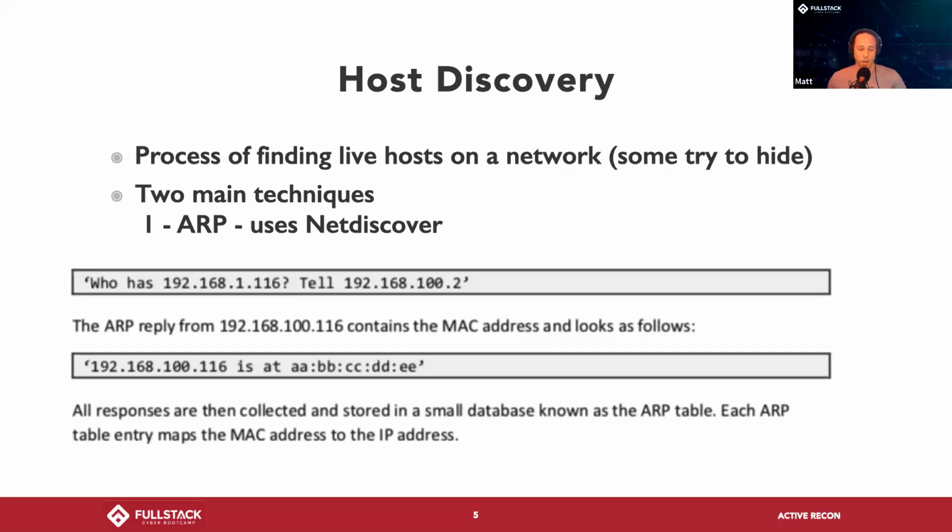Essentially, if you want to find out who is on your network, you can send out ARP requests, like who has this IP address? Tell me. You send that out, and if someone has that IP address, they'll respond and give you the MAC address.